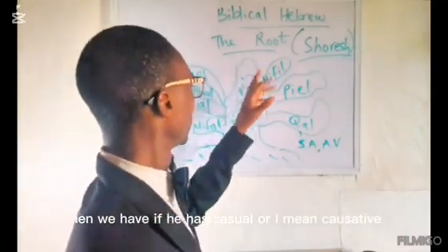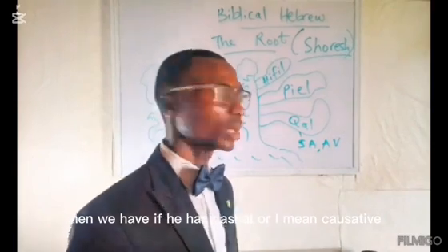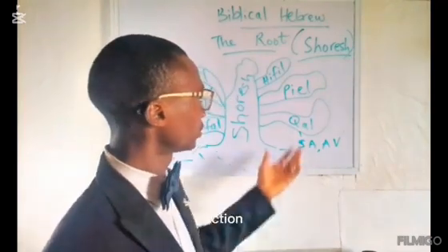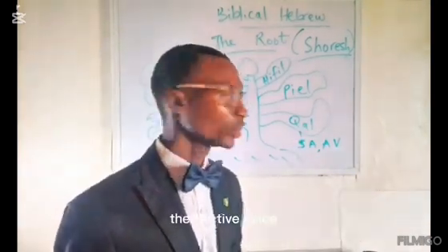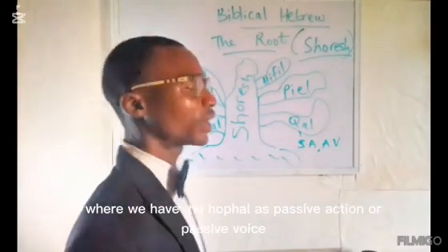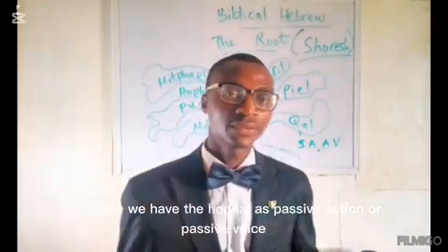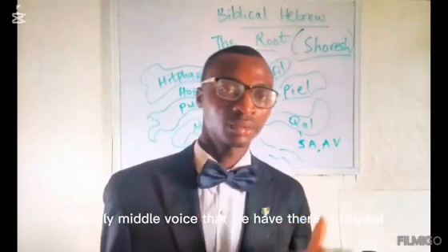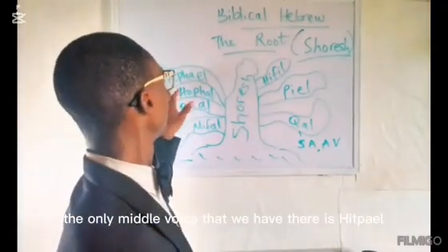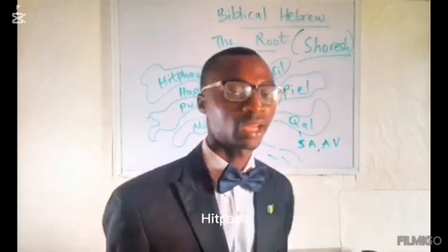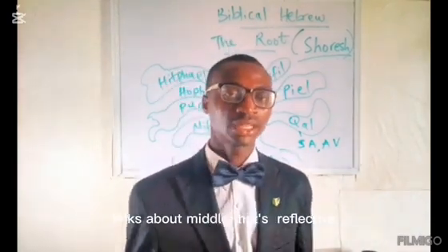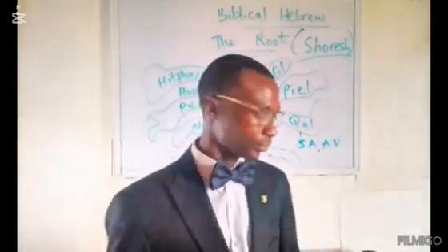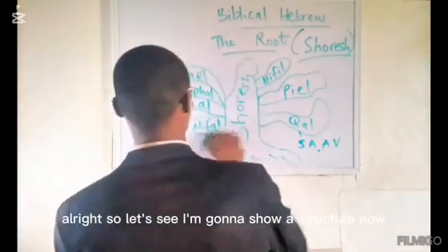Then we have Ifi as causative action, active voice. Then we have the Ufa as causative action, but passive voice. Then the only middle voice that we have there is It Pahe, and It Pahe talks about middle, that's reflexive. So all of this will be learned in this session. Alright, so let's see. I'm going to show you the structure now.